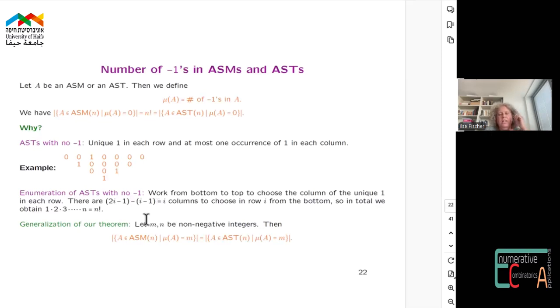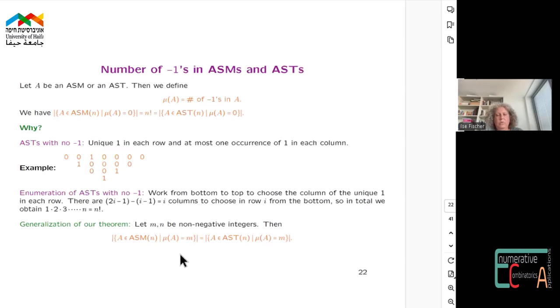So in total, we obtain also n factorial, but the other way. We have one choice at the bottom, then two choices in the next row, three choices in the next row, and that gives you n factorial. Okay, so we have shown that if we ask for the alternating sign triangles with no -1, then this number is n factorial. But actually, this is true not only for 0, but for every non-negative integer.